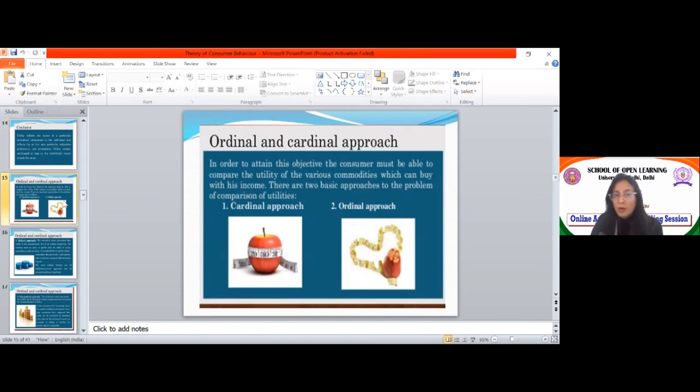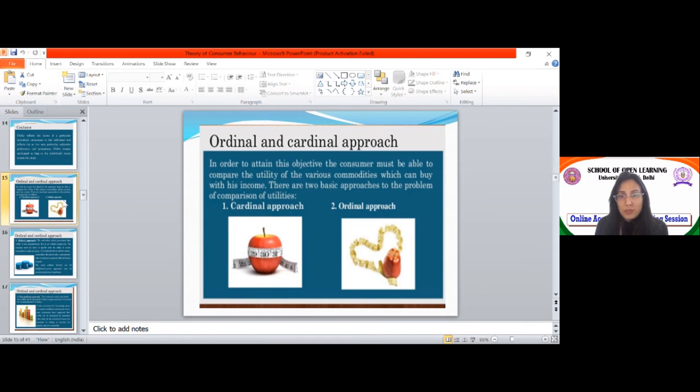Now we will just talk about ordinal and cardinal approach here, and I will not go ahead with this. I will deal with your questions then. Just understand here, in order to attain the objective, the consumer must be able to compare the utility. So what is the cardinal approach? In the cardinal approach, whatever money I'm giving for this one apple, like suppose I gave 10 rupees for this apple, so I'm getting 10 rupees of utility from it.